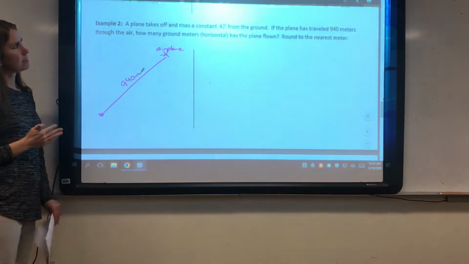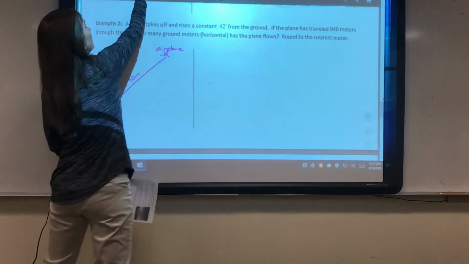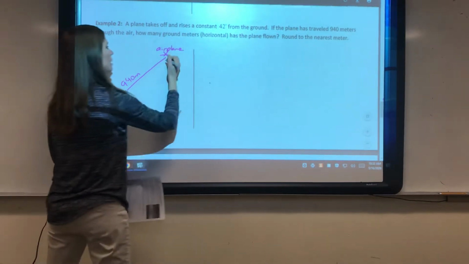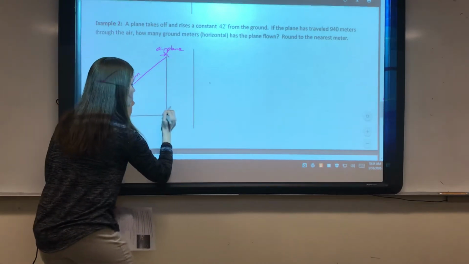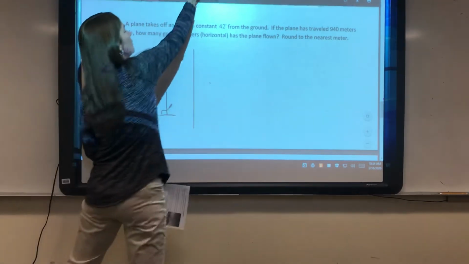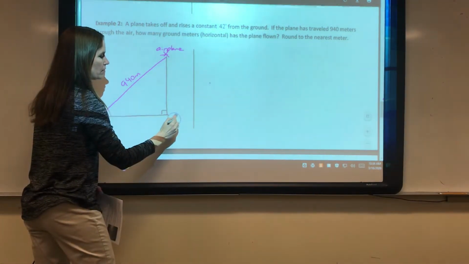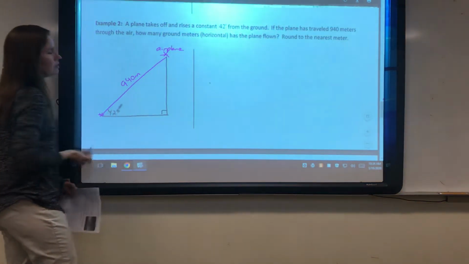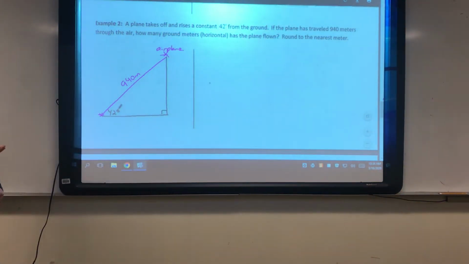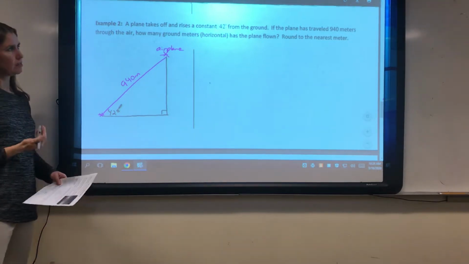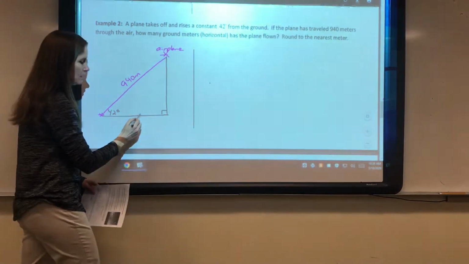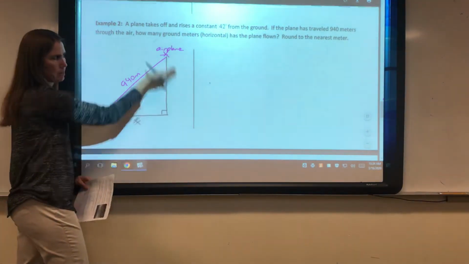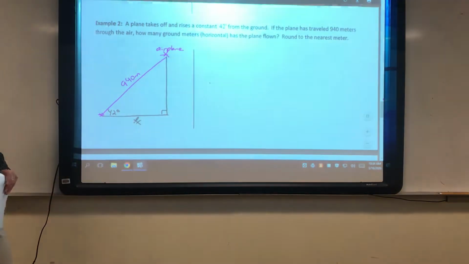It says it rises a constant 42 degrees from the ground. And so here is my ground. I can complete my right triangle by doing that. Get rid of this extra little bit right here. So this is my 42 degrees that it's rising from the ground. It says how many ground meters horizontal has the plane flown. So we're asking what's the horizontal distance that the plane has flown. Sometimes they might be asking for the vertical distance. You just have to pay attention to the wording in the problem.